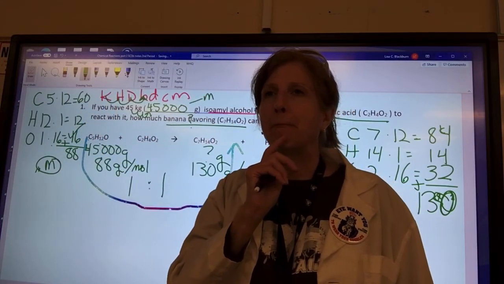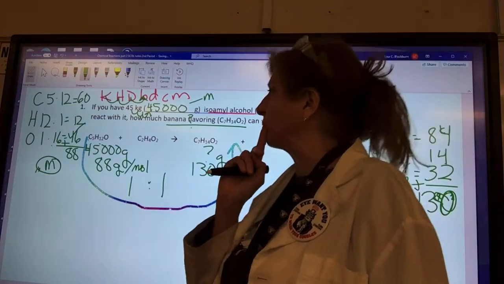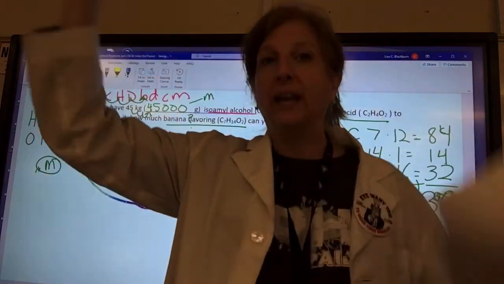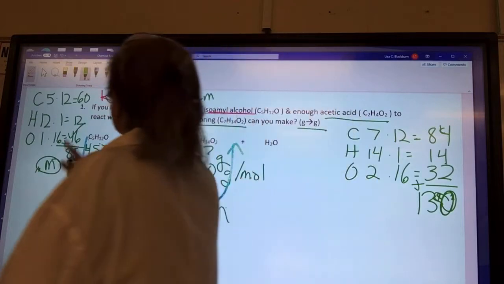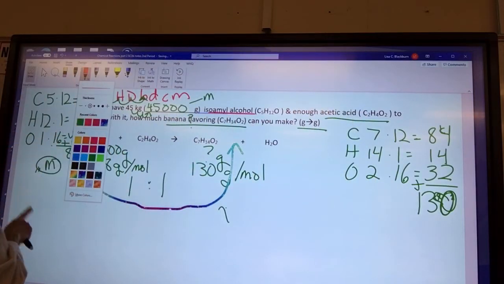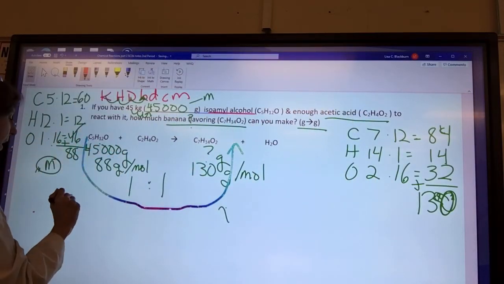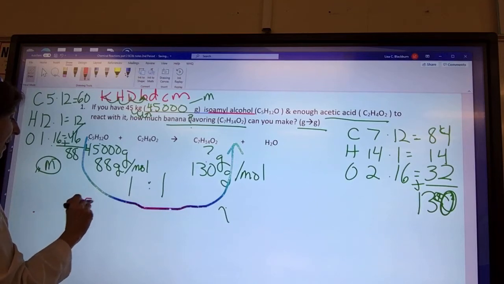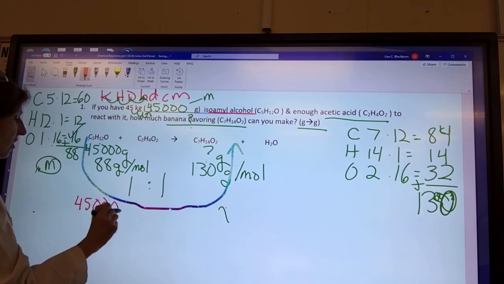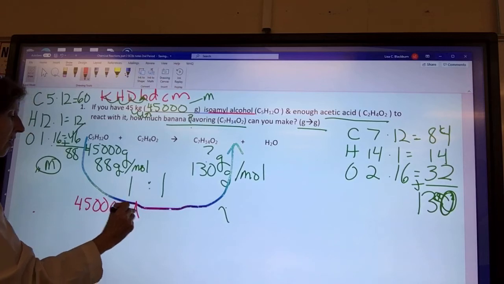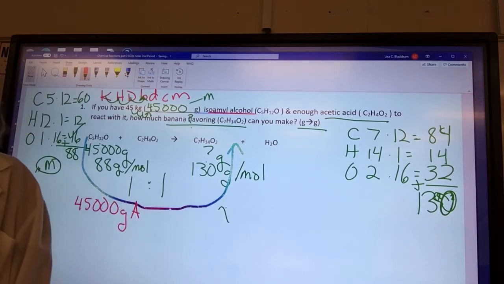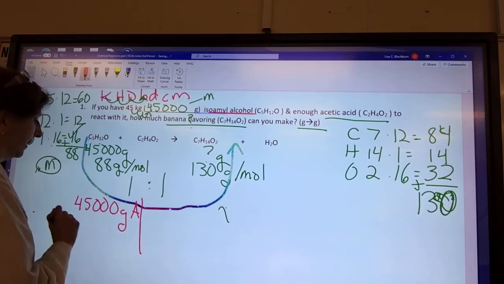After the U, set up your conversion factor. We're going to set it up by first writing what we know. So I'm going to change my pen to pink again, and I'm going to start here. What I know is 45,000 grams of alcohol. I'm just putting a big A for alcohol. Isoamyl alcohol is too much to write. It'll tire my hand out.